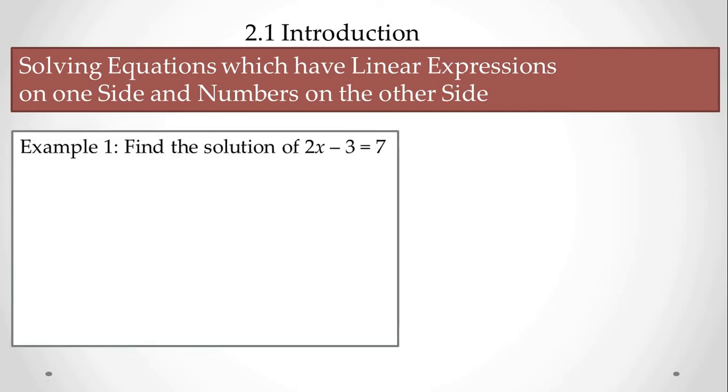So if you take the example, here we have to find the solution of 2x minus 3 equal to 7. So how can we find it? There are two methods for that. We will see method 1.